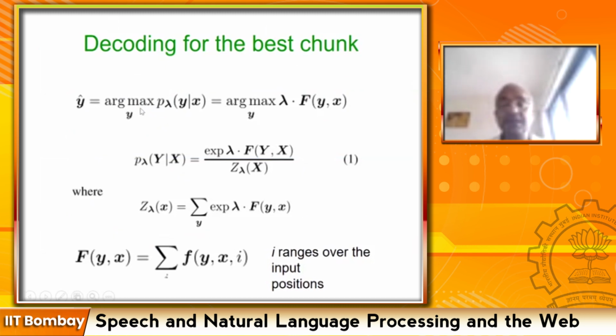The mathematics is not very different from what we did for part-of-speech tagging, except for one crucial difference. We do not apply the Bayes rule.